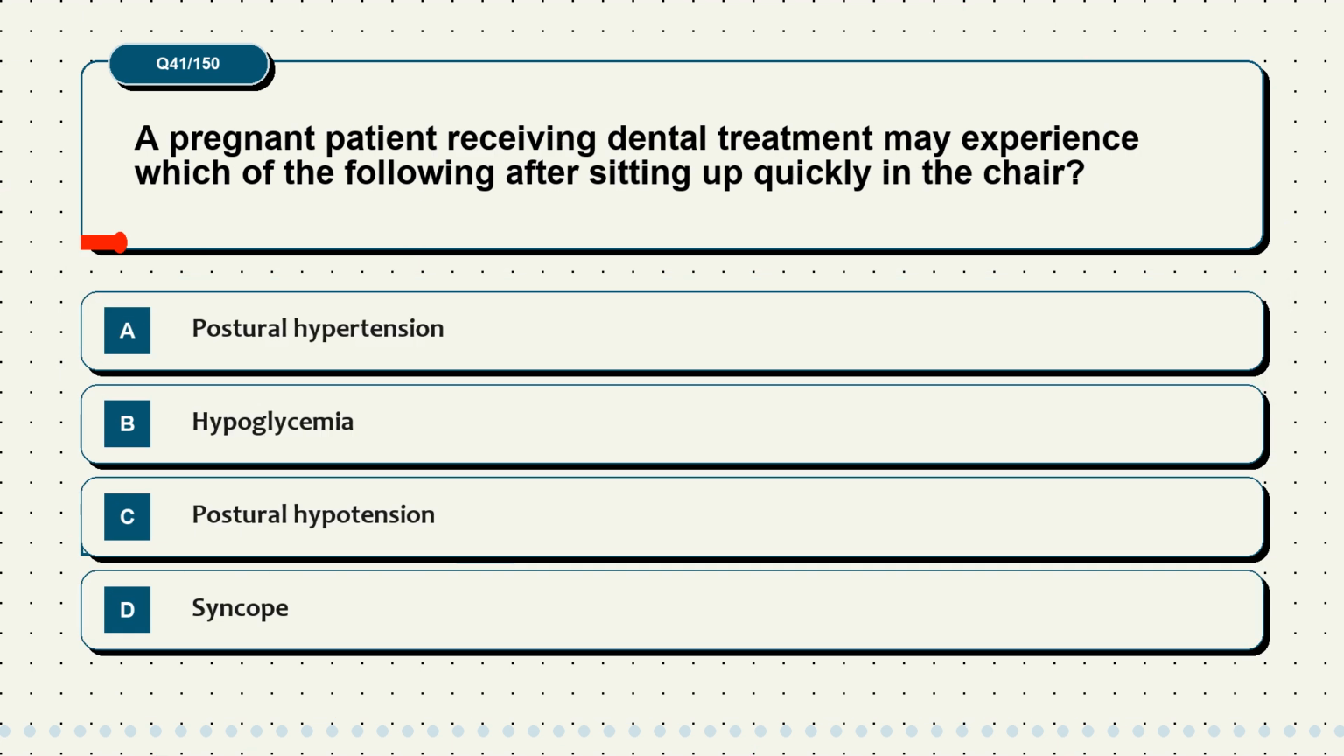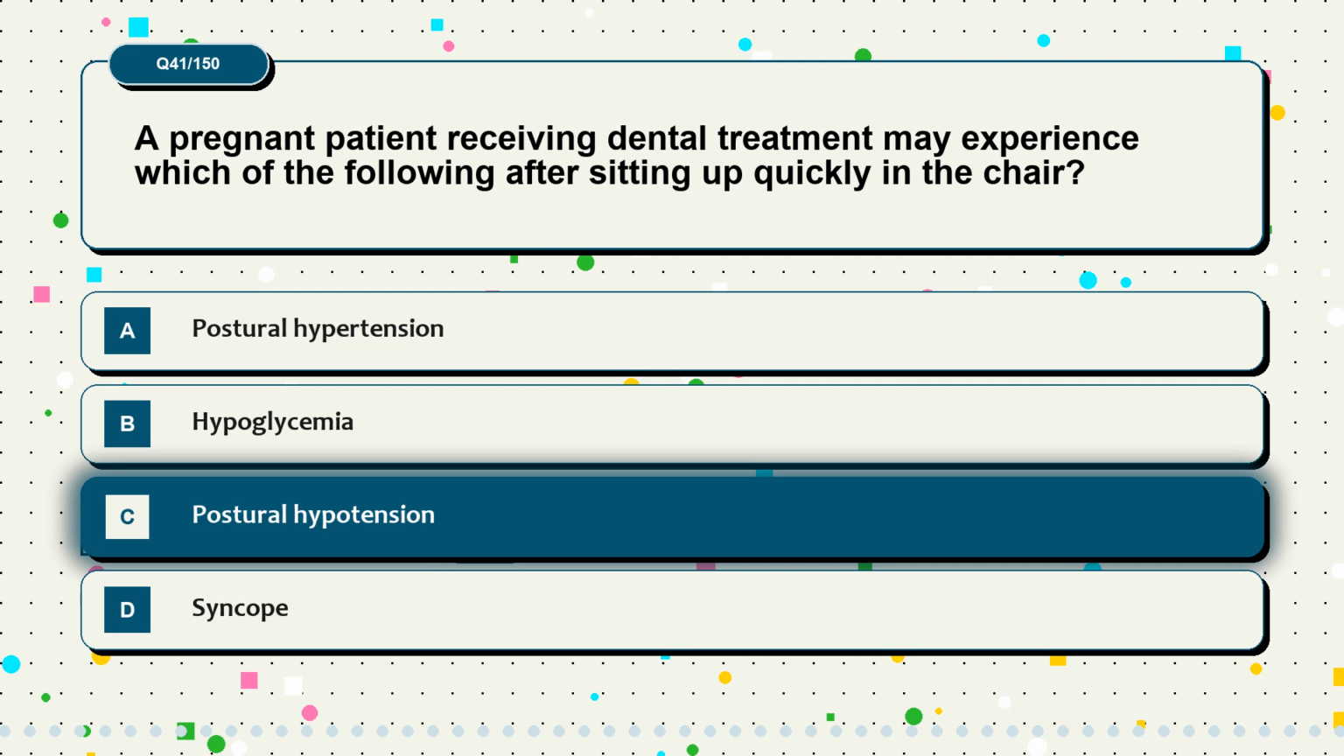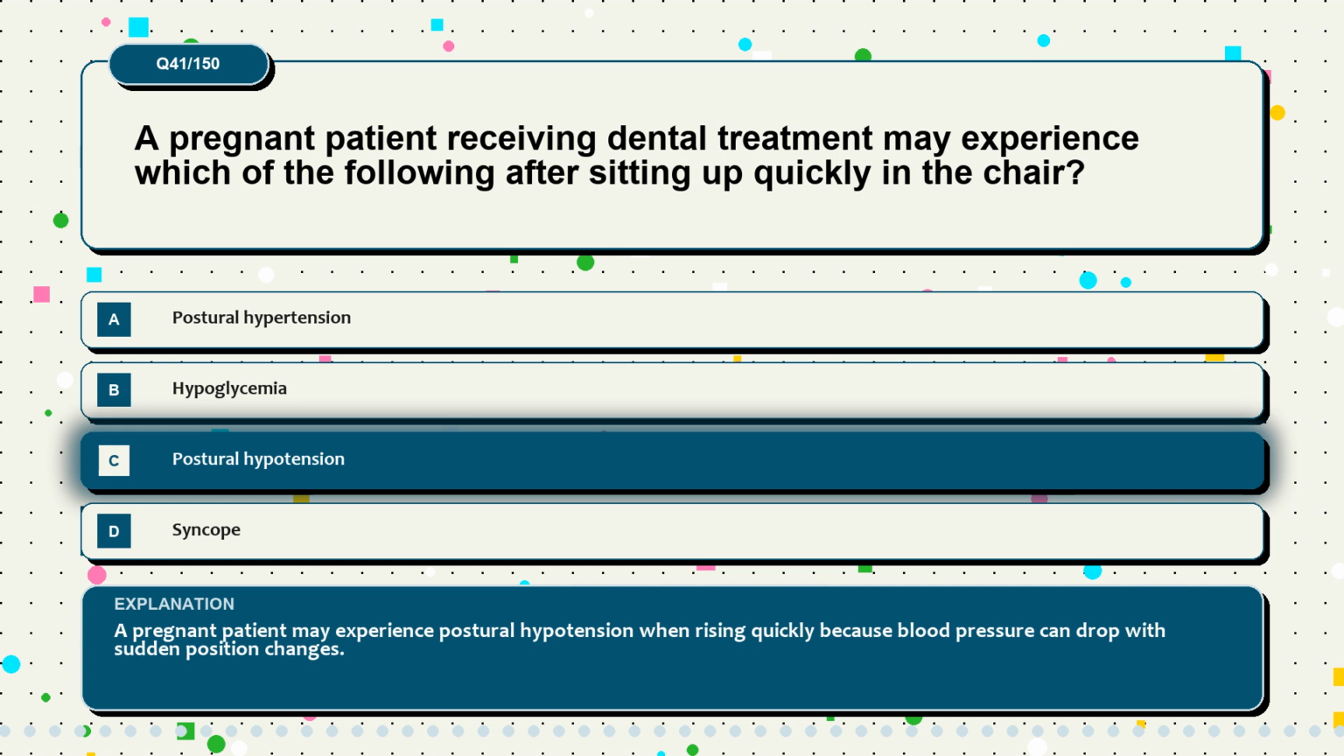Question 41. A pregnant patient receiving dental treatment may experience which of the following after sitting up quickly in the chair? Here are the options. Option A. Postural hypertension. Option B. Hypoglycemia. Option C. Postural hypotension. Option D. Syncope. The correct answer is option C. Postural hypotension. A pregnant patient may experience postural hypotension when rising quickly because blood pressure can drop with sudden position changes.